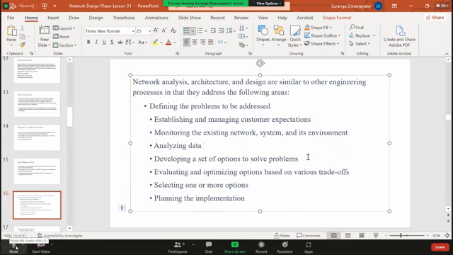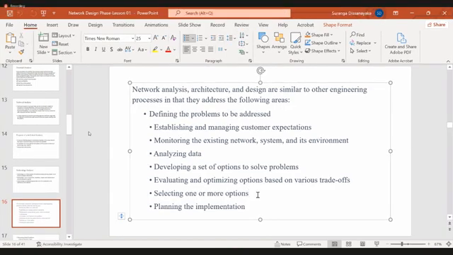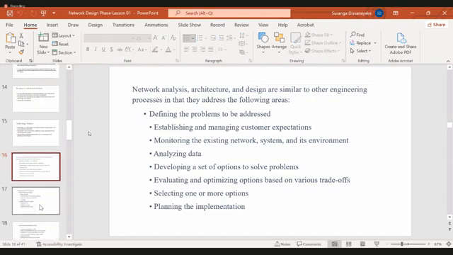Yes. Okay. So the analysis, monitoring, analysis data, developing a set of options to solve the problems, and evaluating an optimization option based on the various trade-offs. Okay, already discussed. Selecting one or more options. Why do we need to select one or more options? Because at the analysis stage you can check two solutions, and finally you can narrow down to the best solution. That is the planning and implementation.